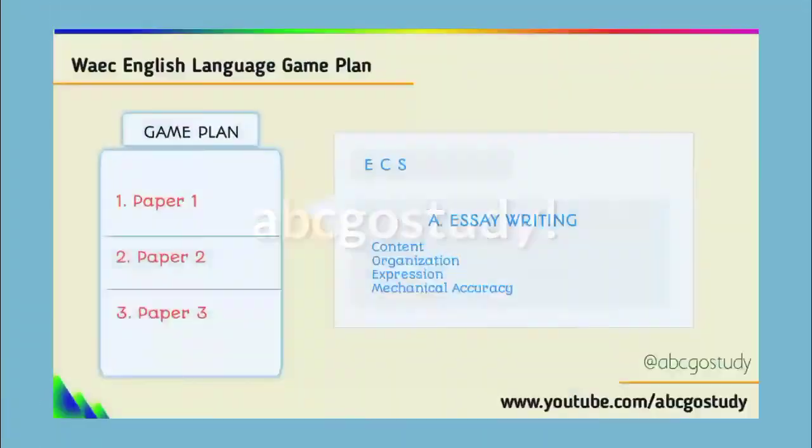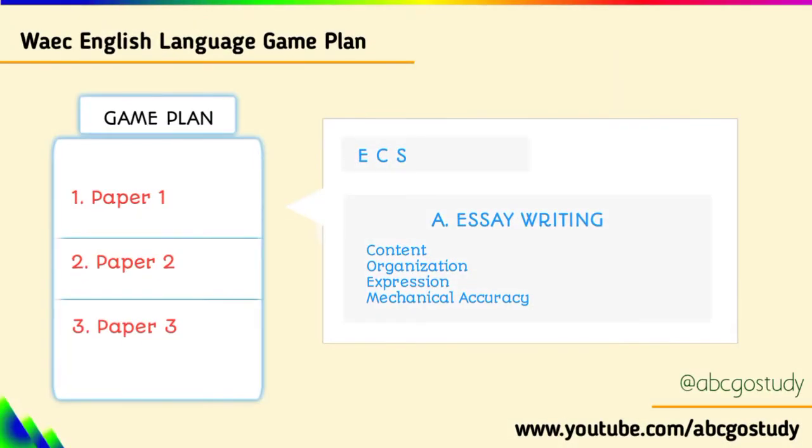Paper 1 is divided into essay writing, just like I said, and we also have comprehension and summary. So just know that essay writing is 50 marks. That's section A, B, C, right? So essay writing is 50 marks. Here you would have to spend 50 minutes.